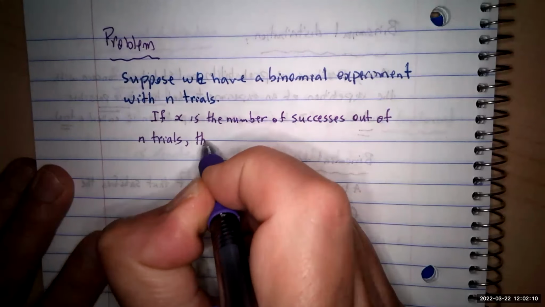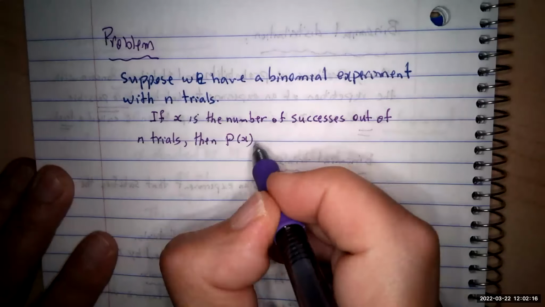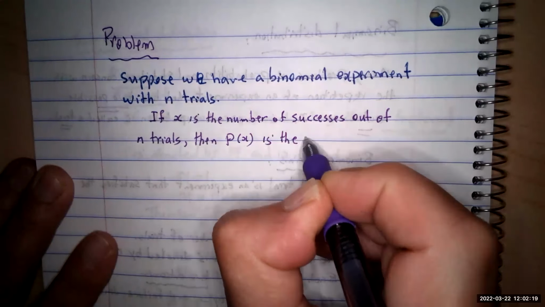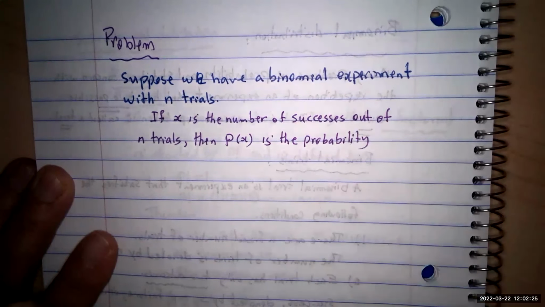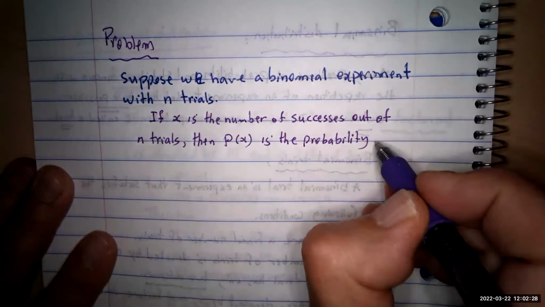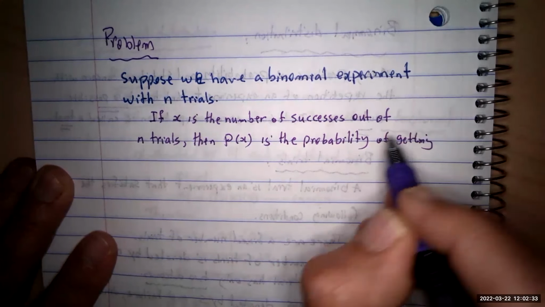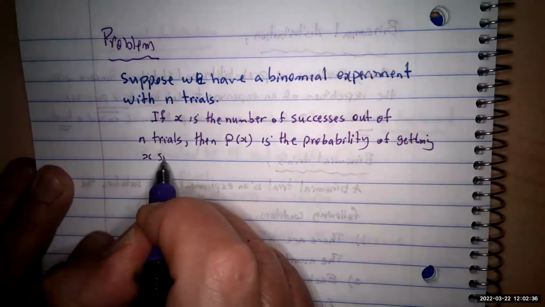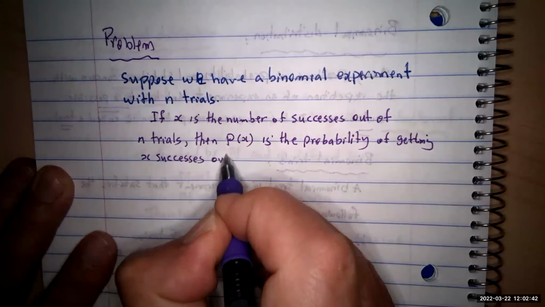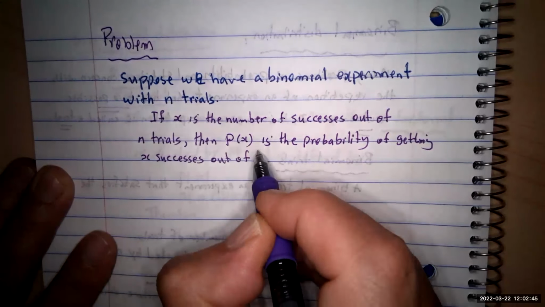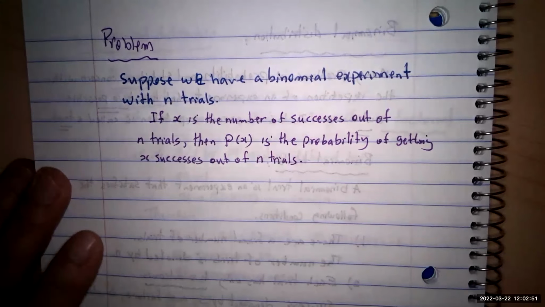Then P of X is the probability of getting X successes out of n trials. You toss a coin 100 times. What's the probability of getting 50 heads?